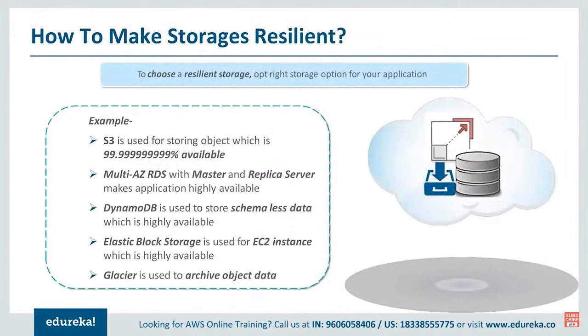So on how to make storage resilient, you have to choose the right storage option. With S3, availability and durability is the highest. For your databases, your multi-AZ implementation and using replica servers makes the application highly available. Whereas DynamoDB is a fully managed service and uses schemaless data, which is highly available. Block storage is again used with EC2 instances, and Glacier is for long-term purposes.